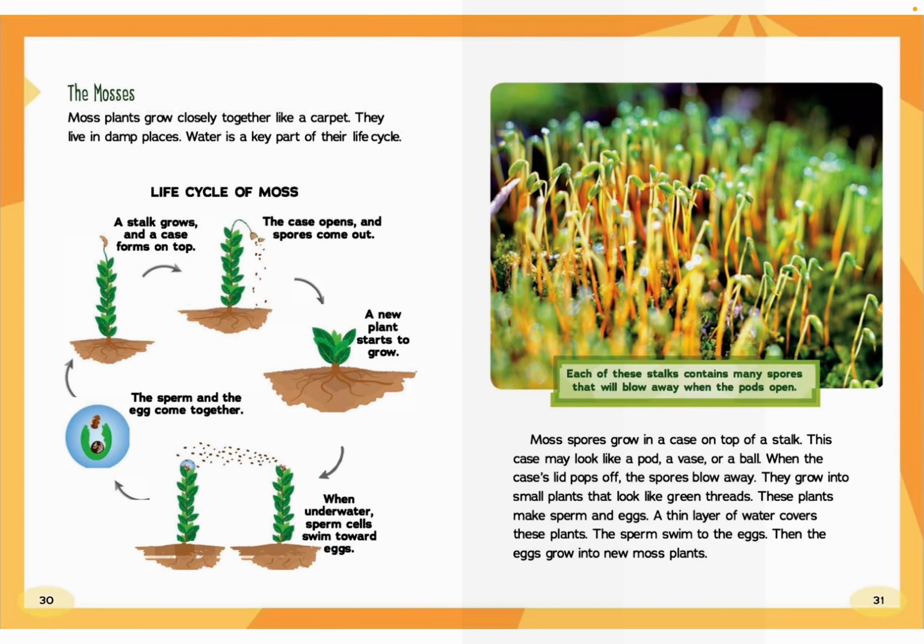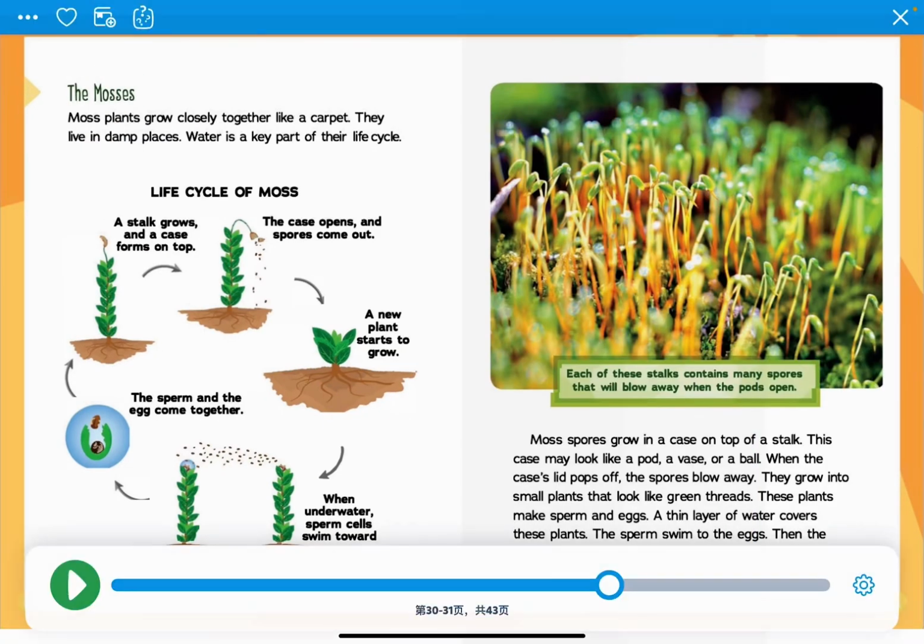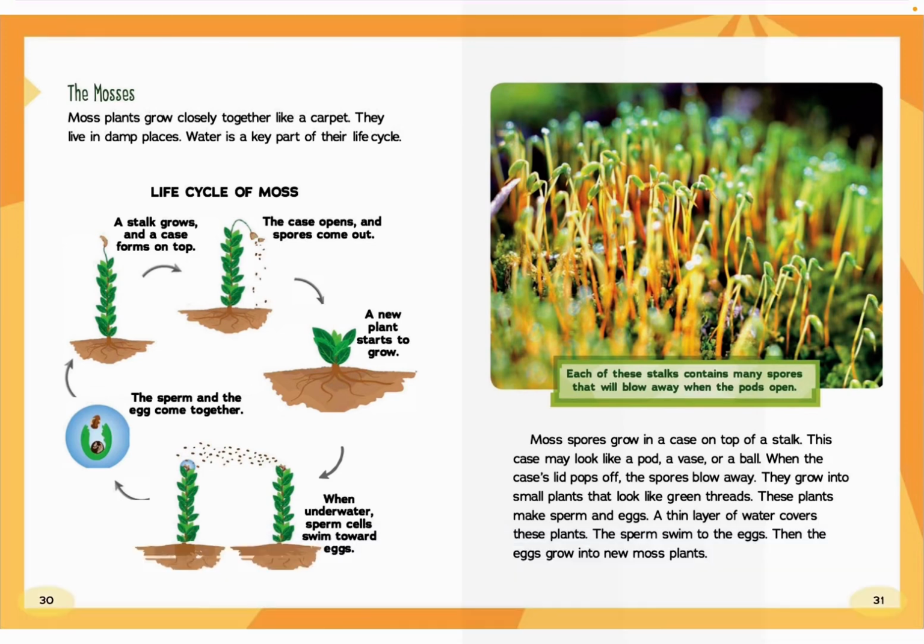Moss plants grow closely together like a carpet. They live in a damp place. Water is a key part of their life cycle. Moss spores grow in a case on top of a stalk. This case may look like a pot, a vase, or a ball. When the case lid pops off, the spores blow away. They grow into small plants that look like green trees.